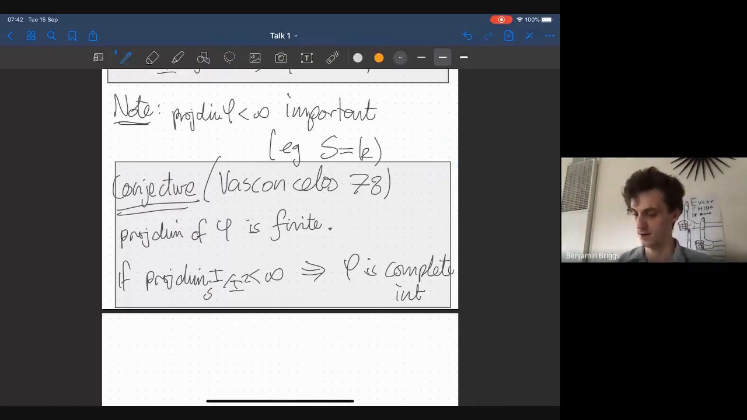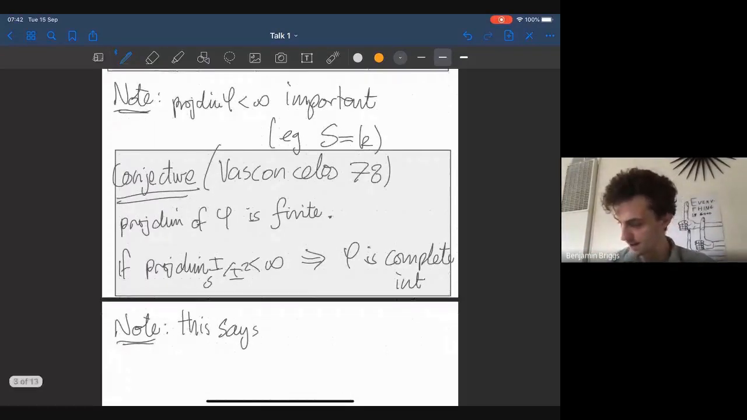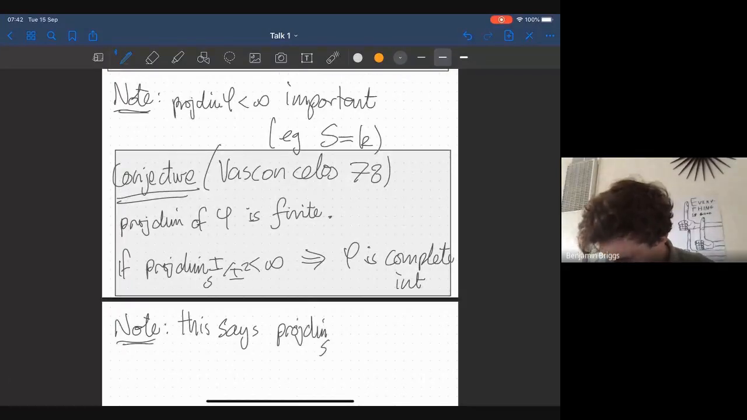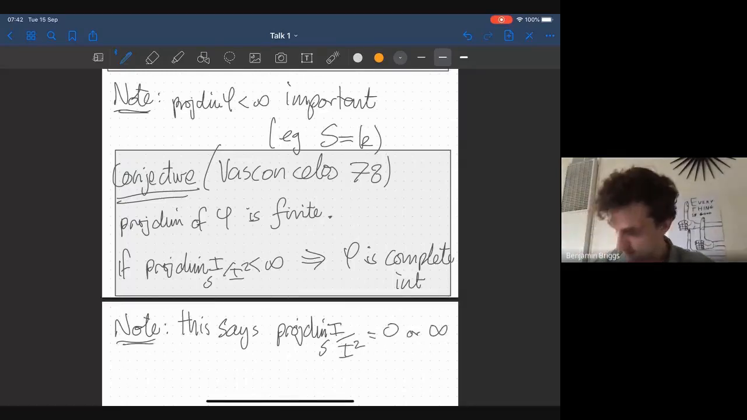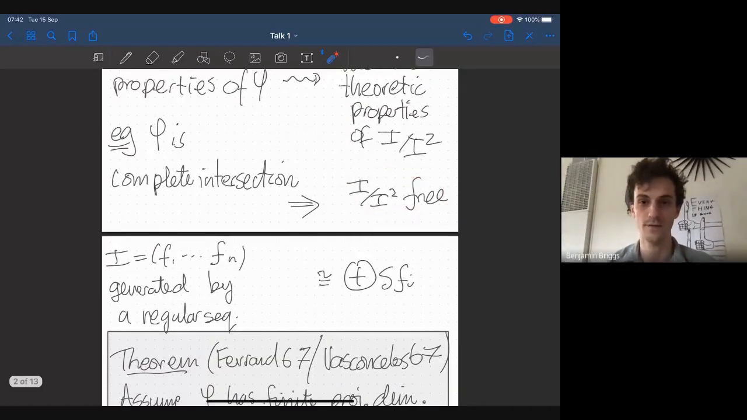Okay, so it's worth saying more about this. What this is really saying is that the projective dimension of the conormal module is either 0 or infinity. If you think about it, it's saying, okay, if it's any finite number, then it has to be complete intersection. And I've already told you that for complete intersections, the conormal module is free. So in fact, it would be projective dimension 0.